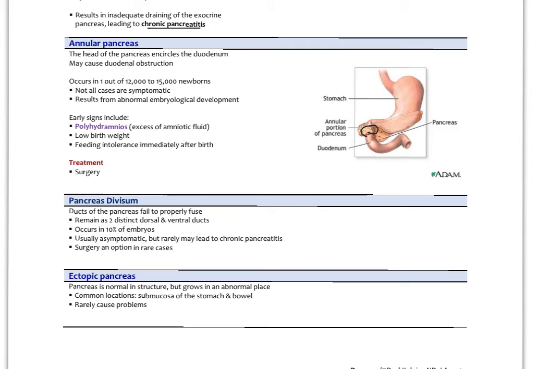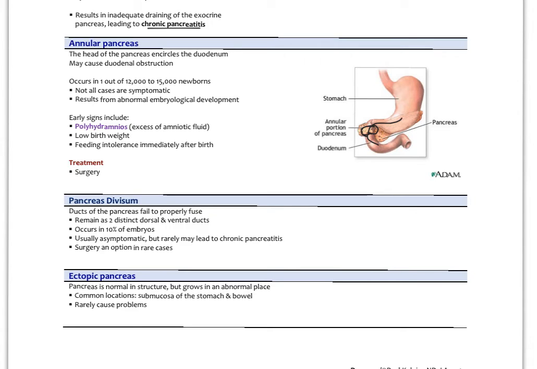And that occurs fairly rarely, about 1 in every 12 to 15,000 newborns. If it's minor, it's going to be asymptomatic. If it's symptomatic, we might think things like polyhydramnios, which is the excess of amniotic fluid, and low birth weight. And then immediately after birth, of course, feeding intolerance because no food would be able to get down into the duodenum. Unfortunately, most of those symptomatic cases will need a surgical correction to heal that.